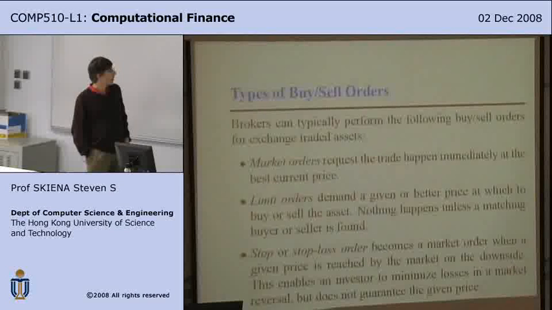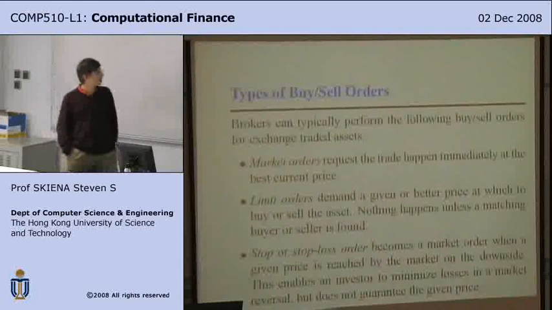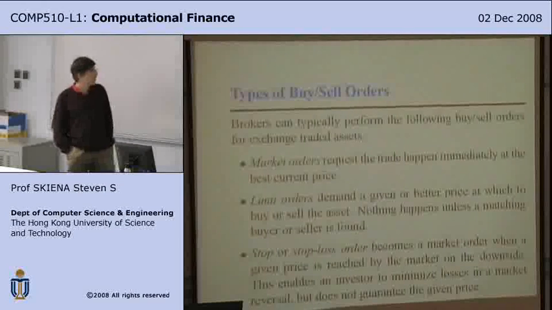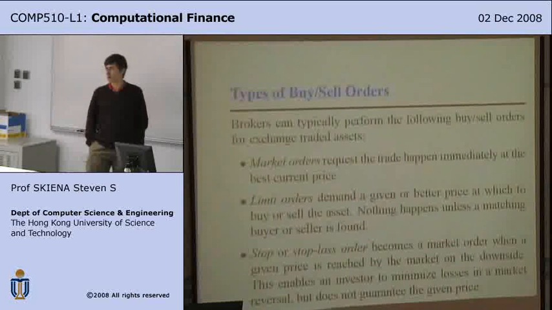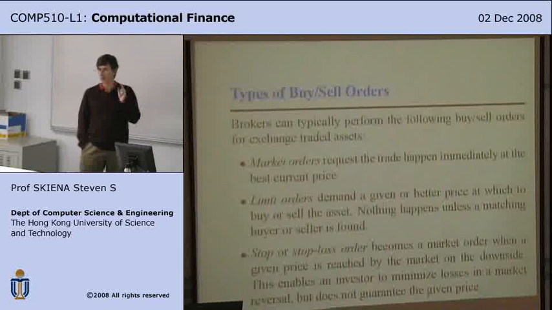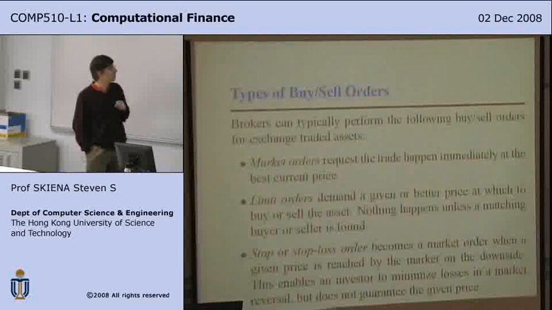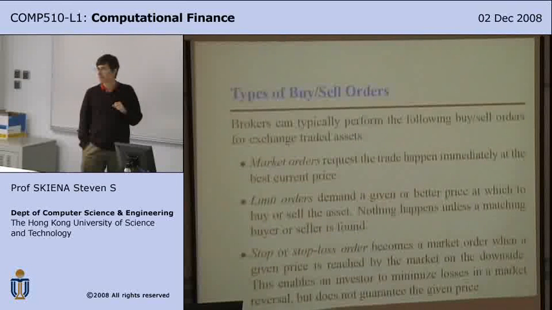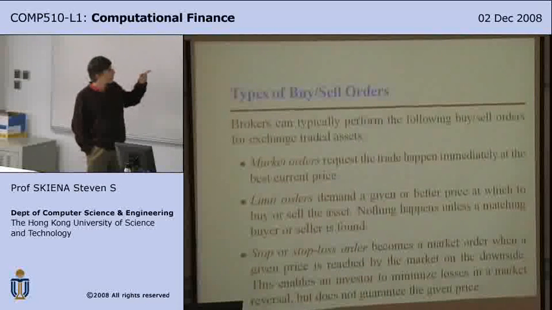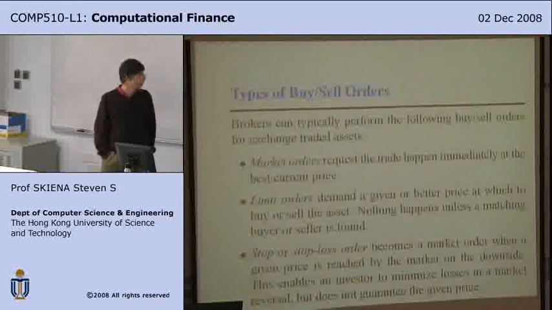A limit order is an order that instead says, I will buy or sell Microsoft at this price, but only at this price. I will sell my Microsoft for $20.03 a share, and if you can't get me $20.03 a share, do not execute this order. And that's what we would call a limit order.